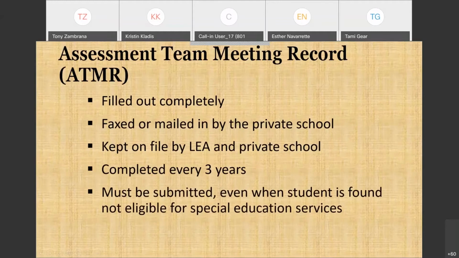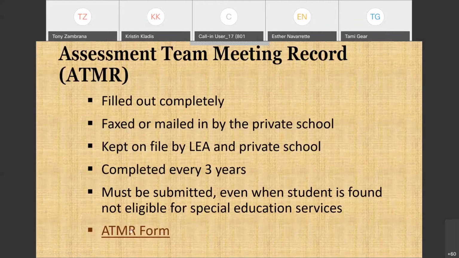And we will mail you guys reminders 45 days in advance of when a student that is in your school, when their eval is coming up. So we do mail you guys reminders. It must be submitted even when the student is found not eligible for special education services. We have to be updated. Otherwise, it could result in overpayments for funding that they were no longer eligible for.